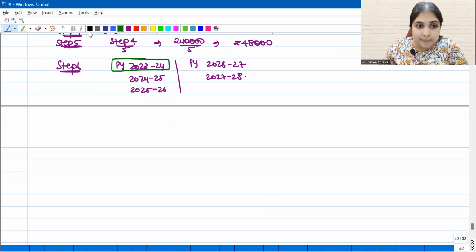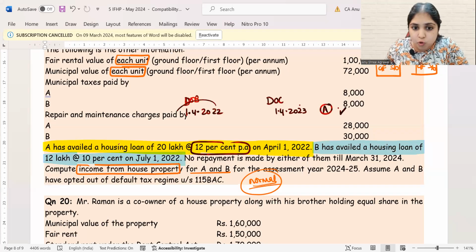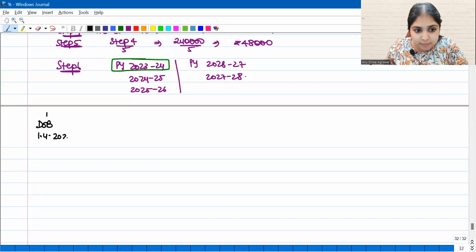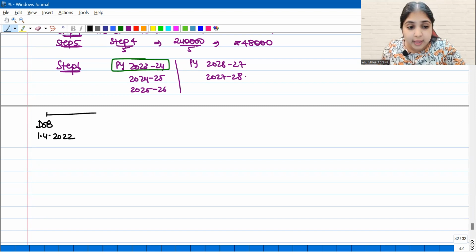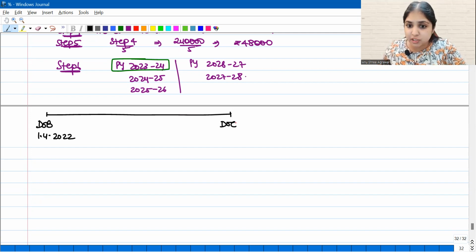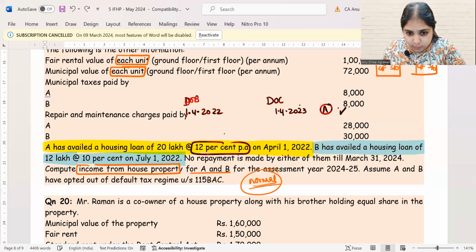Okay, what are all my dates? Come on, tell me one by one. When did I borrow, guys? What is my date of borrowing? We borrowed the loan on 1st of April 2022. This is when we borrowed the loan. Okay, then tell me, when did the construction get completed? The date of construction completion is 1st of April 2023.